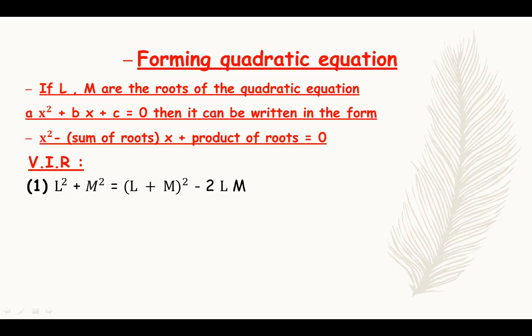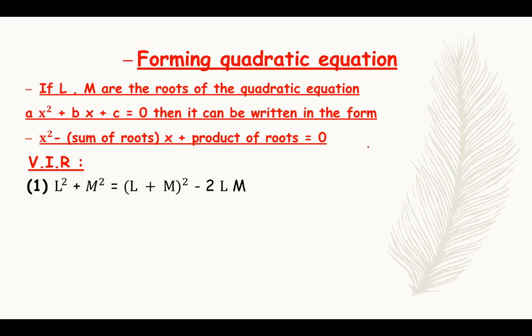You can see that we have L power 2 plus M power 2. Then we change it into two parts. The first part is L plus M for all power of 2, which is the sum of the two roots, and minus 2LM. LM is the product of the two roots. Okay? I can explain this rule to you.